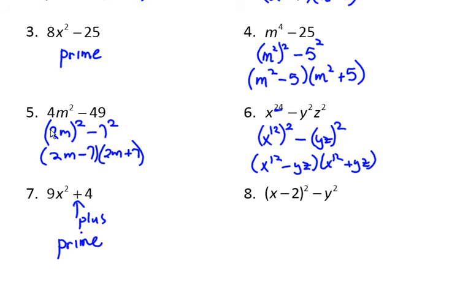And then number 8, a little bit different, but you see again, I'm going to have my two parentheses. My first is going to split up into x minus 2 both places. So that's my x minus 2 squared, and then I'm going to do minus y and plus y.